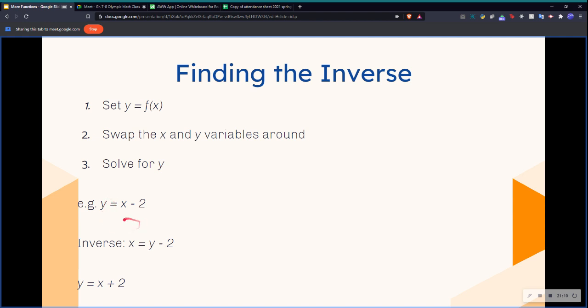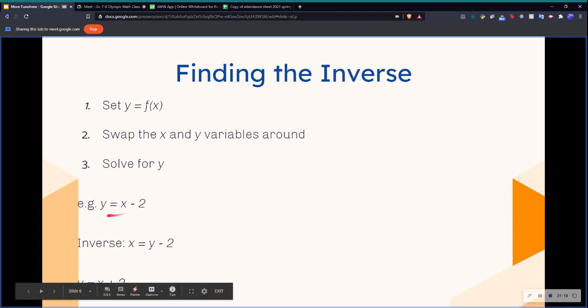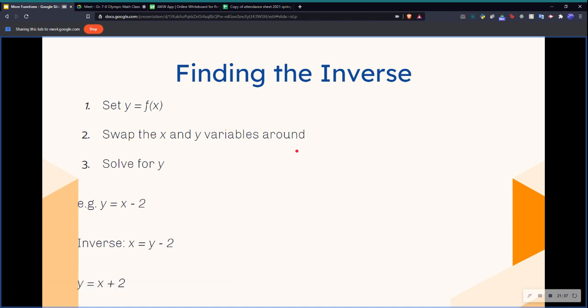So for example, say our original function was x minus 2. First I set y equal to that. Your inverse would look like this. You're swapping the x and the y. So instead of y, you have x. So you have x is equal to, instead of x, now you have y. So x is equal to y minus 2. Now if you want to solve for that, let me get this. Okay, this part's a bit annoying. Not sure why Google Slides has it right there. All right, so now if you solve for y, you get y is equal to x plus 2. So that's your inverse function for y is equal to x minus 2.